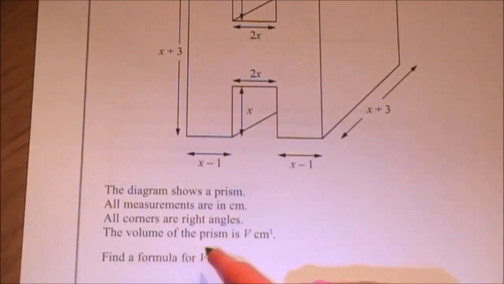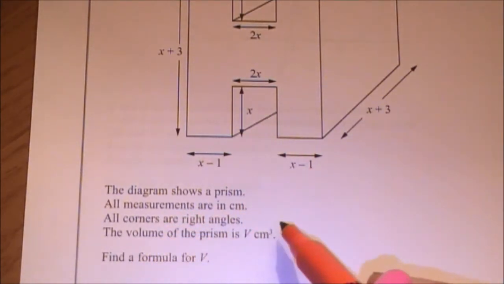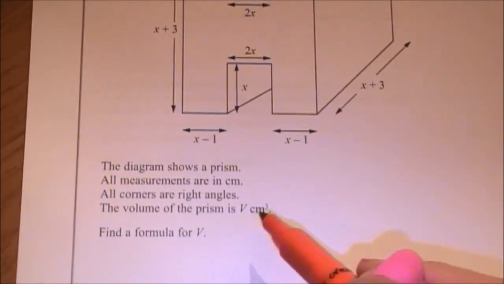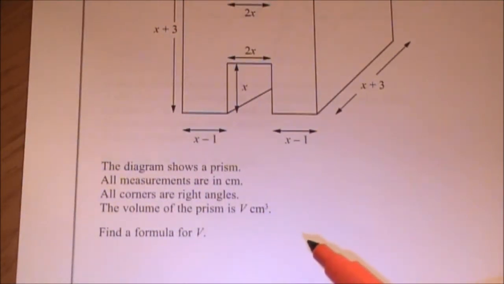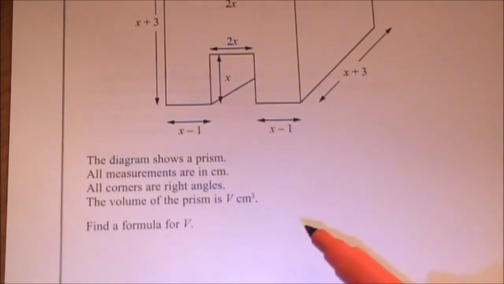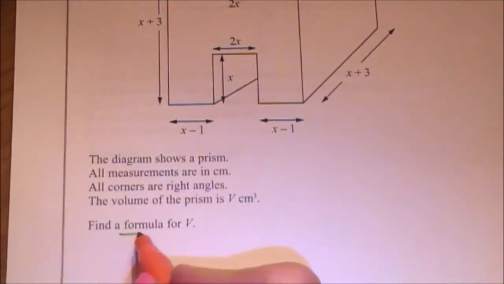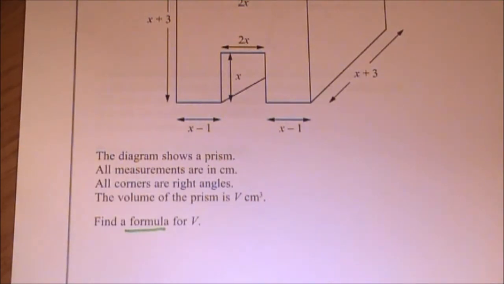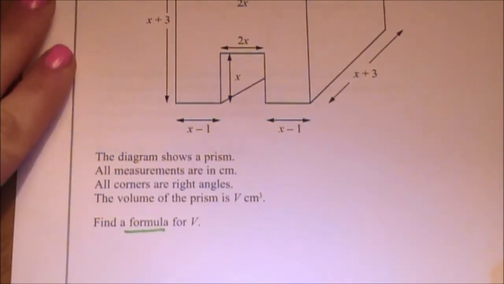The volume of the prism is V centimetres cubed. Find a formula for the volume. So they're not actually looking for an answer here. They're not looking for the fact that the volume equals 630. They just want to know a formula. So volume equals what with regards to x. So let's have a look.